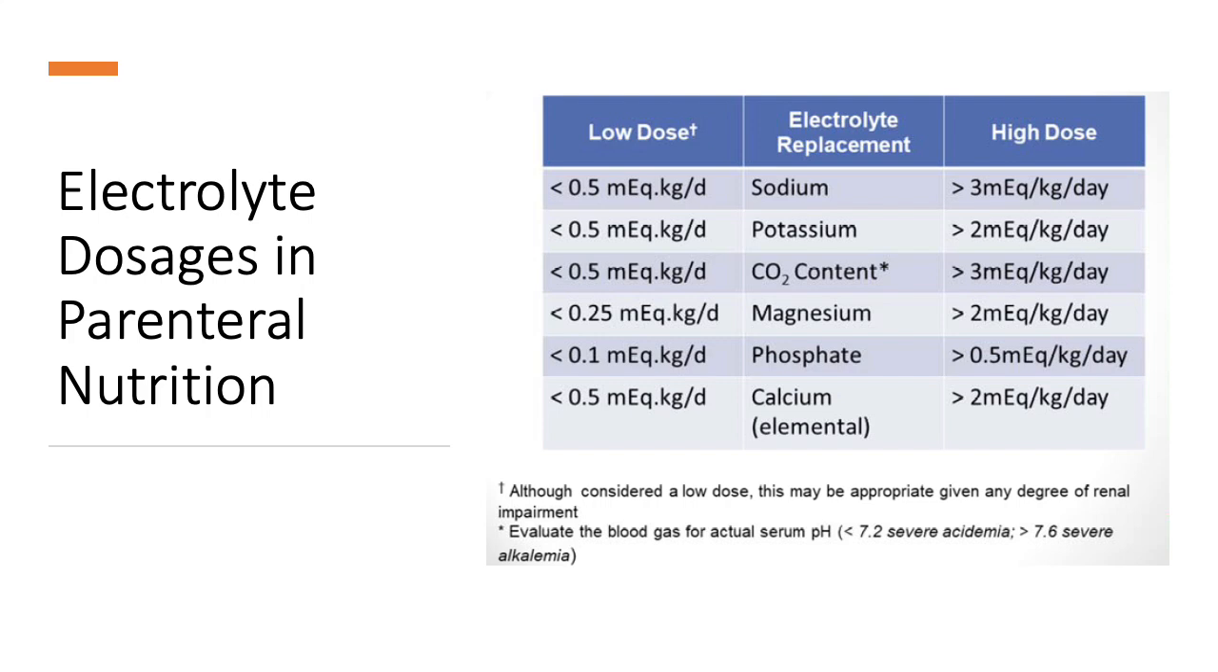This is a table of what is considered high and low doses of electrolytes. Keep in mind that PN is very individualized to the patient, so even though something may be considered a low dose, it may be very appropriate if the patient has any degree of renal impairment. Then we're also monitoring for acid-base balance. We're looking at those ABGs, or arterial blood gas labs, and looking at the serum pH, and everything else to determine if they have acidosis or alkalosis.